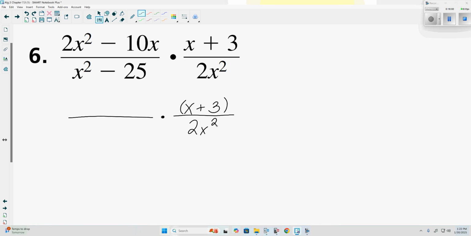2x squared is a single term. There's nothing added to it, subtracted from it. It is just 2x squared. So really the only things that we can factor are the 2x squared minus 10x and the x squared minus 25. 2x squared minus 10x, is there a greatest common factor between 2x squared and 10x? 2x. Because 2 will go into both 2 and 10, and x will go into both x squared and x. Now if we factor 2x out of 2x squared, we're left with just x. Minus, if we factor 2 out of 10, we divide 10 by 2, we get 5. What happens to the x? Let's factor it out, it's just 5. We get x minus 5.